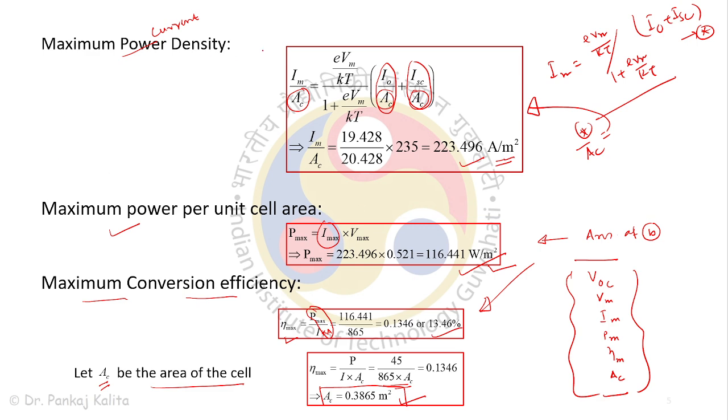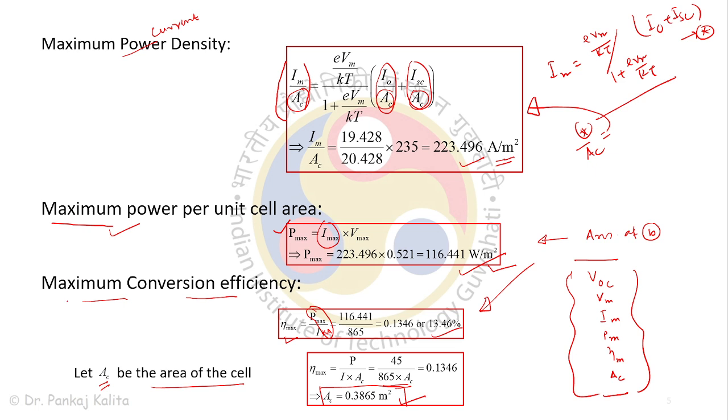So for maximum power density, we have this another formula. We know the VM value, I naught value, ISC value, AC value. In terms of density, it's asked, so it's IM by AC only. Okay, so you can put all these values and get the IM by AC value. So maximum power will be your VM into IM that you have just calculated. You basically multiply these both parameters to get the maximum power.